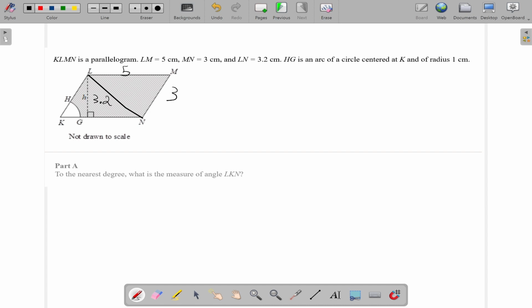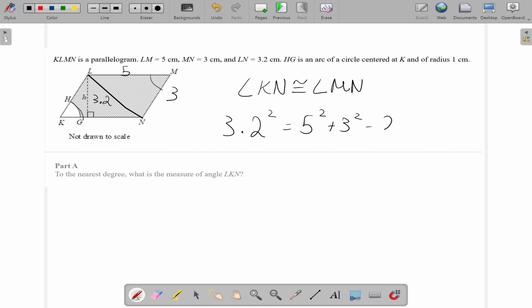Now, in a parallelogram, you know that the opposite angles are congruent. So LKN is congruent to LMN. So we're going to do the cosine rule to find LMN, and then LKN is going to be the same value as LMN. There are two variations of the cosine rule. It gets derived from the original one, which is what I'm going to use to make it easier for everyone. 3.2 squared equals 5 squared plus 3 squared minus 2 times 5 times 3 cosine LMN.